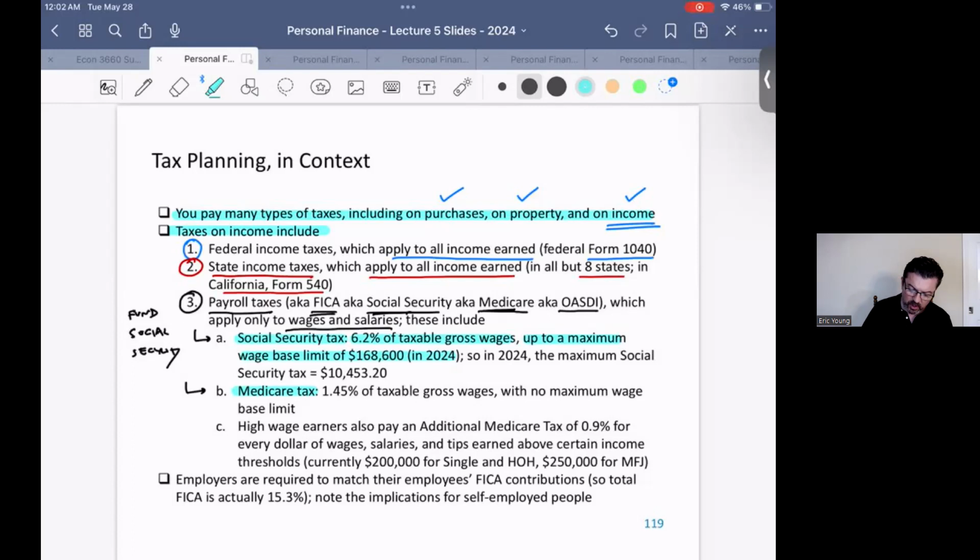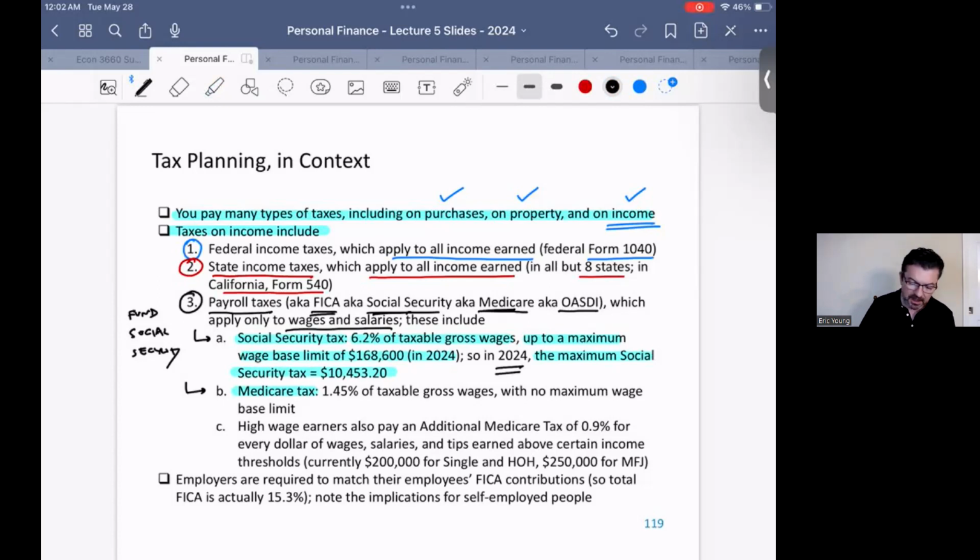This means that in 2024, your maximum SS tax is going to be $10,453.20. That's 6.2% of $168,600. Now, this is for 2024. Every year, the US government ratchets up that threshold based on inflation and other factors. So for 2024, it's $168,600. It's expected to rise by a few percentage points every year. That's the first one, the SS tax.